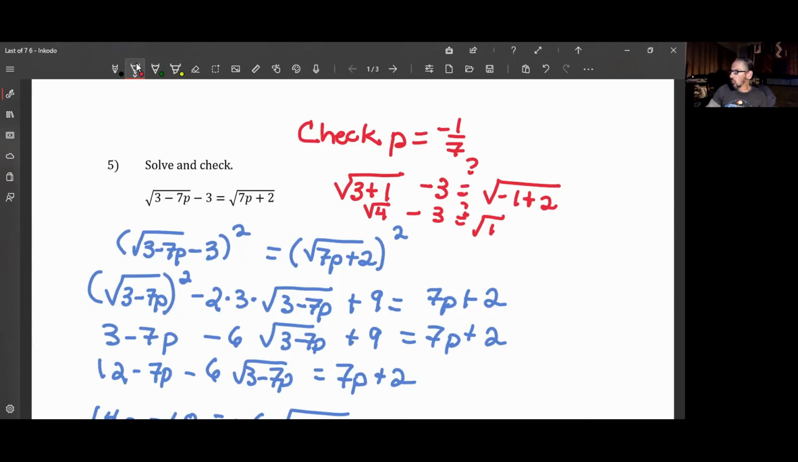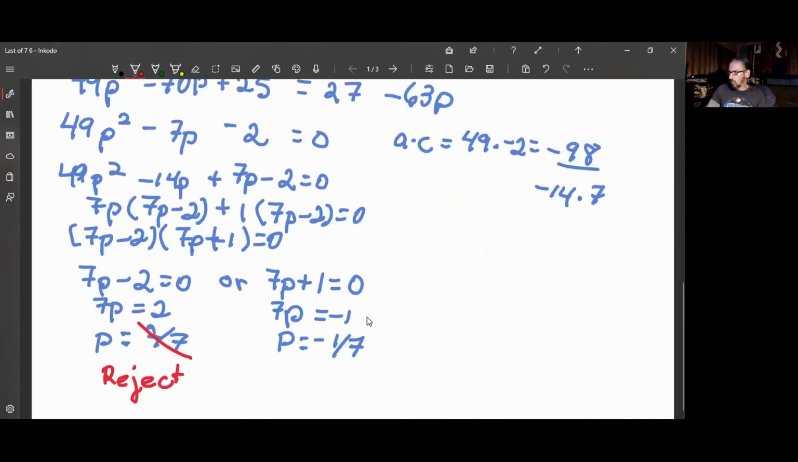So we'd have 2 minus 3. We want to know if that's equal to 1. No. Negative 1 is not equal to positive 1. So we're going to reject the negative 1/7 as well. Those were the only two candidates. So we would conclude there are no solutions to the equation that we started with.